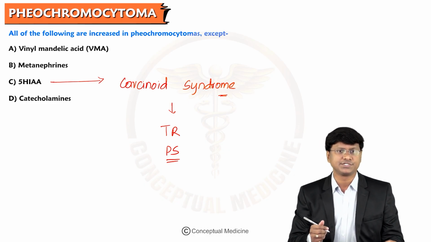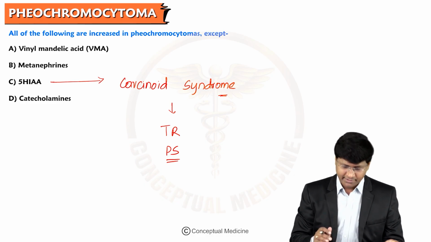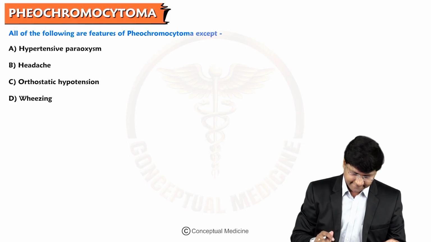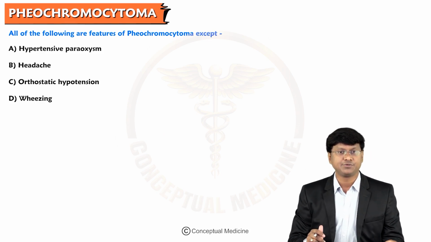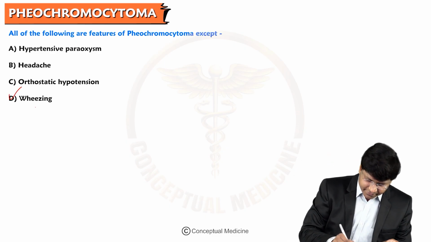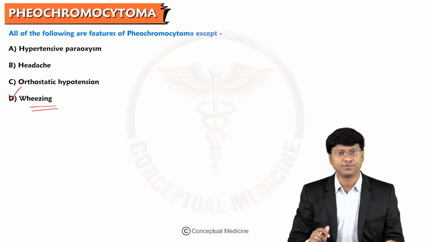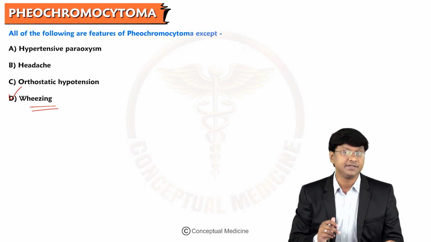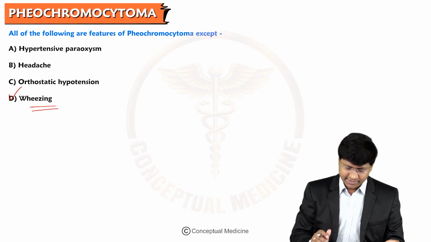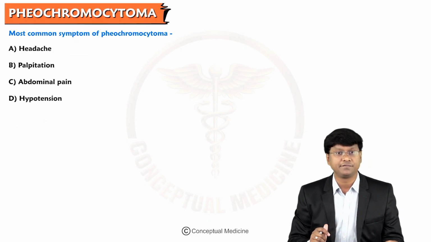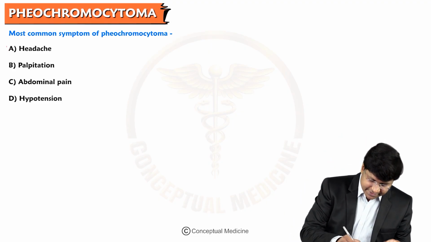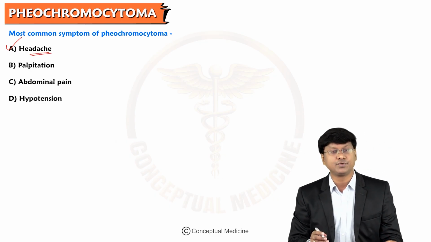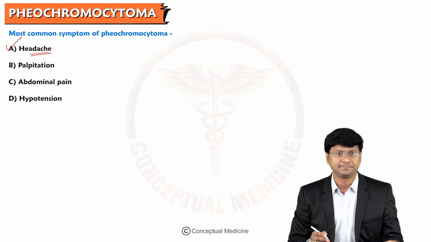Now, let me move on to the discussion of the treatment. But before going on to the treatment, you see some more questions. All of the following are features of pheochromocytoma except hypertensive paroxysms, headache, orthostatic hypotension, wheezing. Please remember, wheezing is not a feature of pheochromocytoma. The remaining can all be seen in patients with pheochromocytoma, right? And you see the next question. Most common symptom of pheochromocytoma is the headache, palpitations, abdominal pain and hypotension. So, we have discussed the same point that headache is the most common symptom of pheochromocytoma.